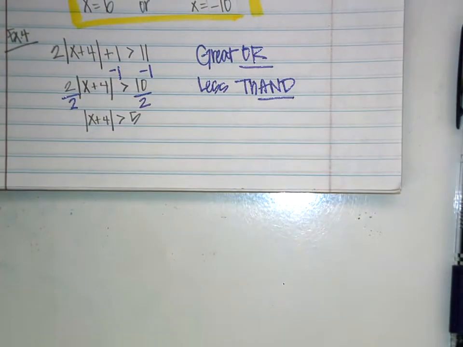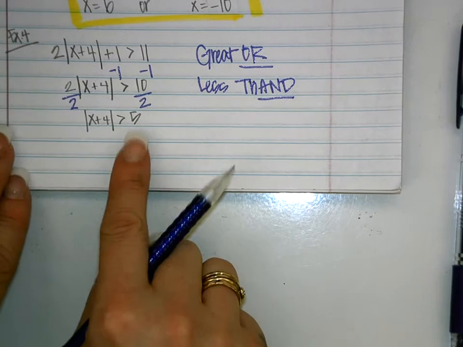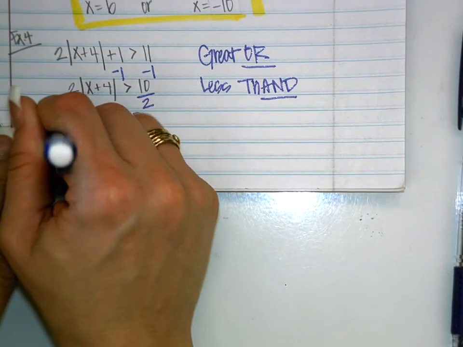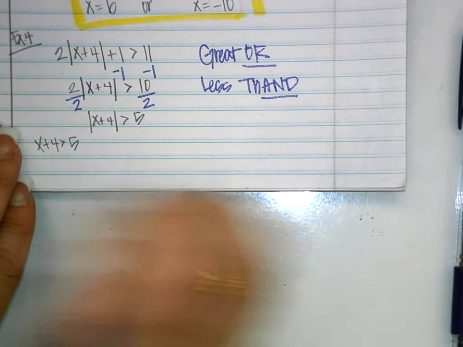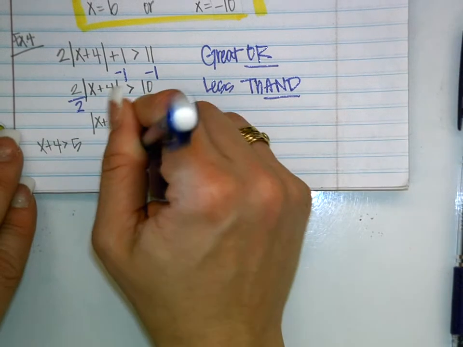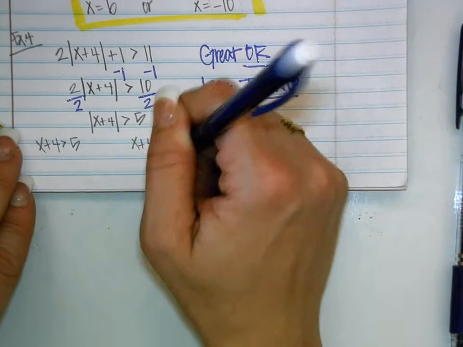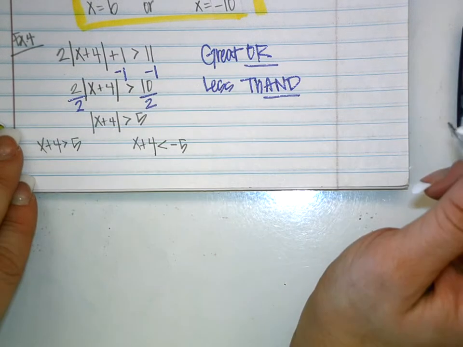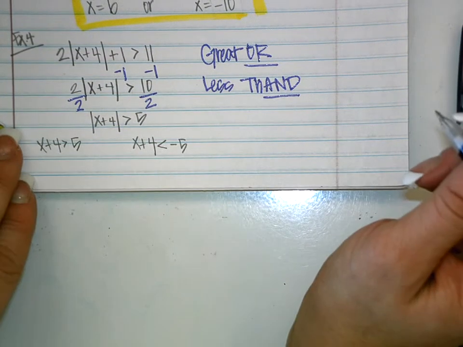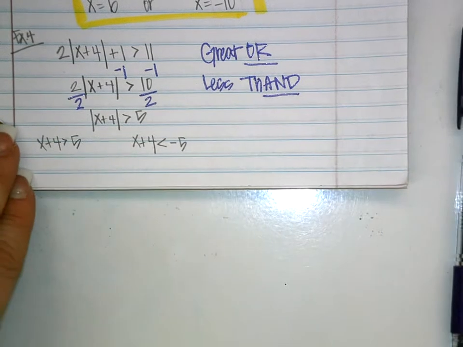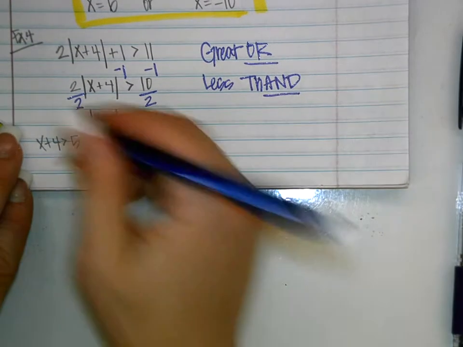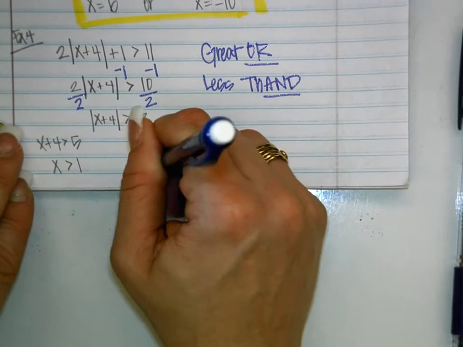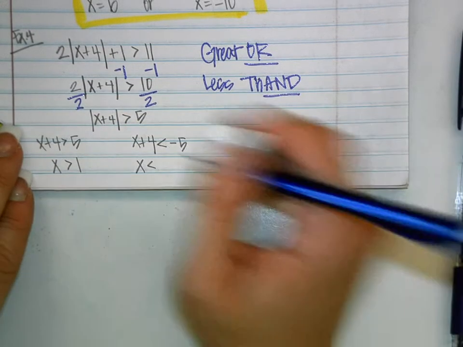So that means two separate equations. The first one, you just rewrite it: x plus 4 is greater than 5. The second one, you rewrite whatever's inside the bars, flip the direction, flip the sign. So less than, and it turns negative. Then we just solve. Subtract 4 from both sides. You should get x is greater than 1, and x is less than, if we subtract the 4, negative 9.